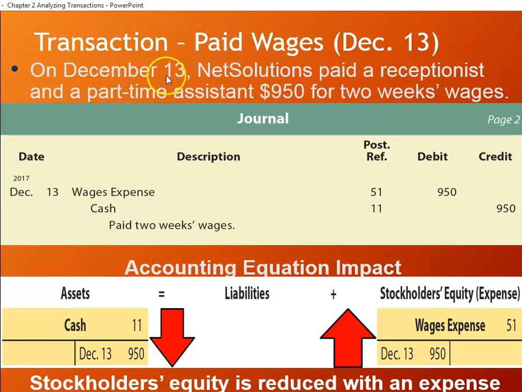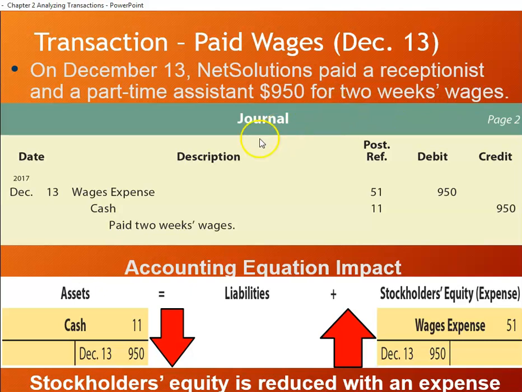Transaction paid wages on December the 13th. They paid a receptionist and a part-time assistant $950 for 2 weeks wages. So it looks like as soon as the 2 weeks were completed, they went ahead and paid them. That's not how it normally works in the real world. Usually you work for 2 weeks, and then 2 weeks after that, you get paid for the 2 weeks that you just worked. But I guess they're being nice.